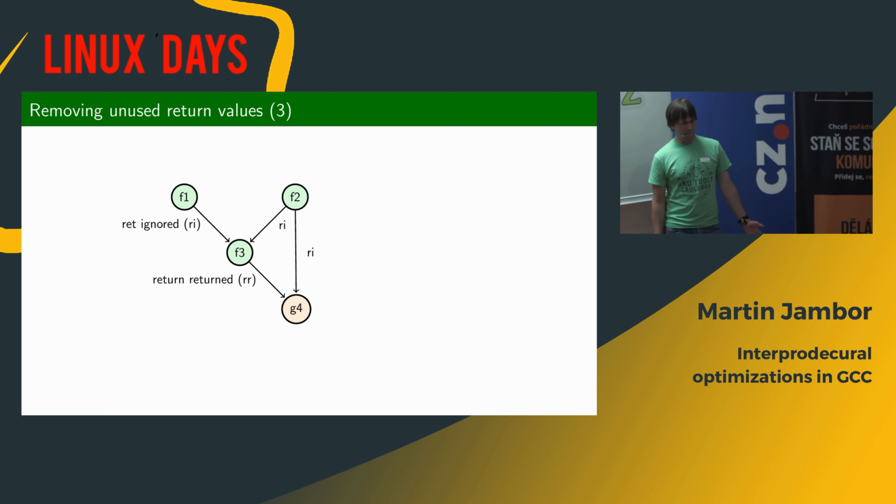Similarly, if the call from F3 to G4 uses the return value only to construct the return value of F3, which is now removed, and other calls of G4 also ignore the return value, we can remove the return value from G4 as well.